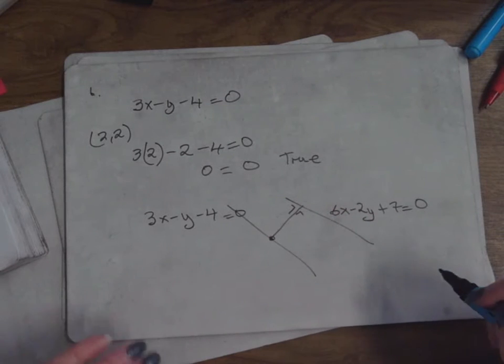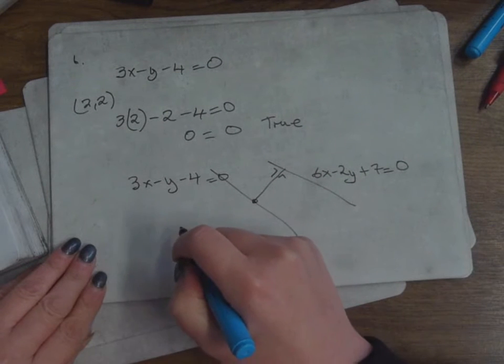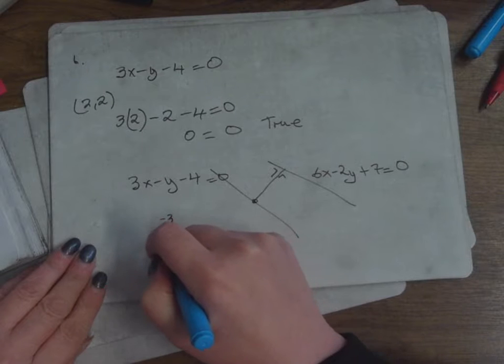How do I know they're parallel? Because they have the same slopes, right? The slope of this one is minus a over b.